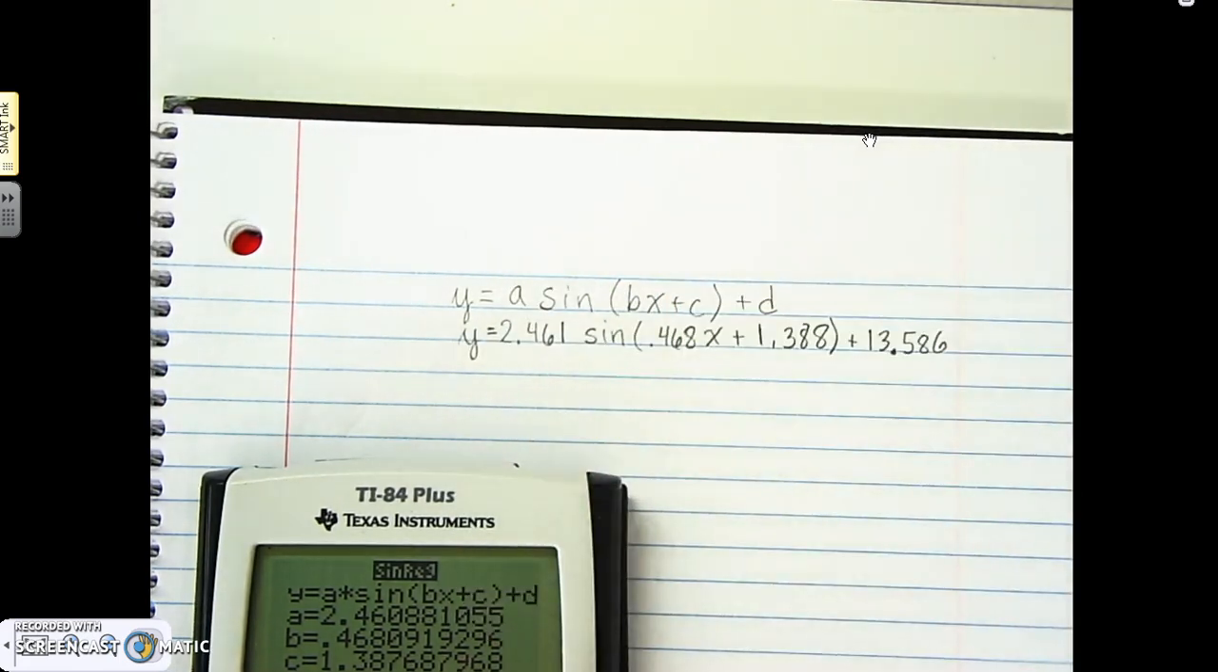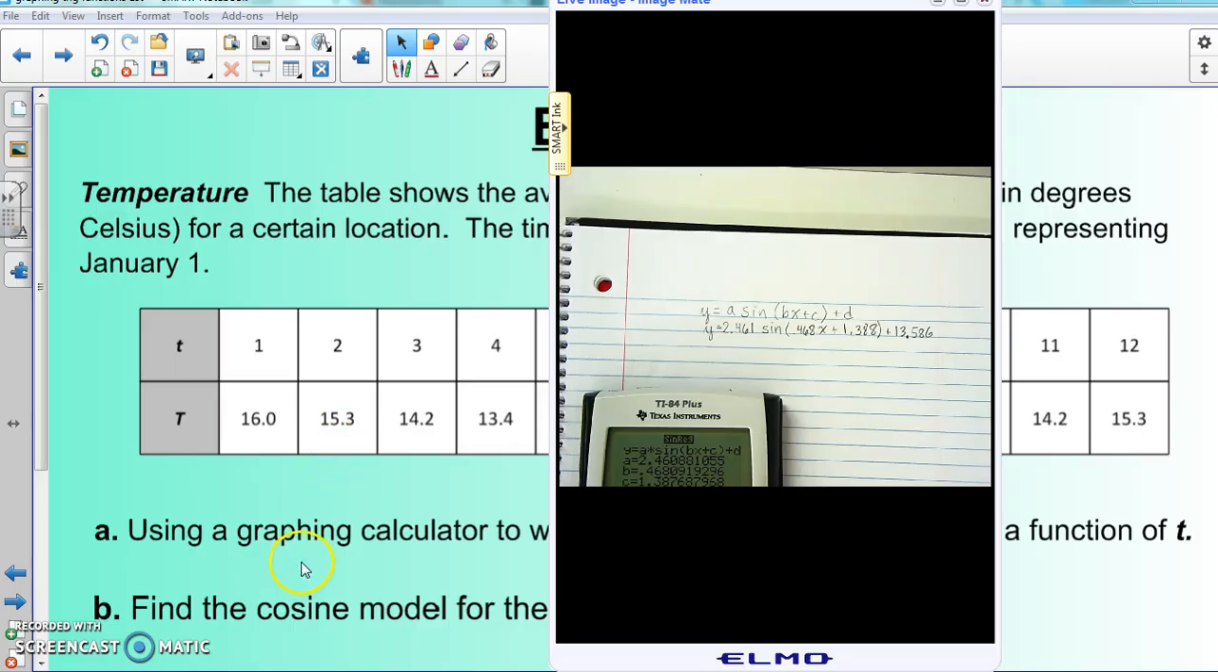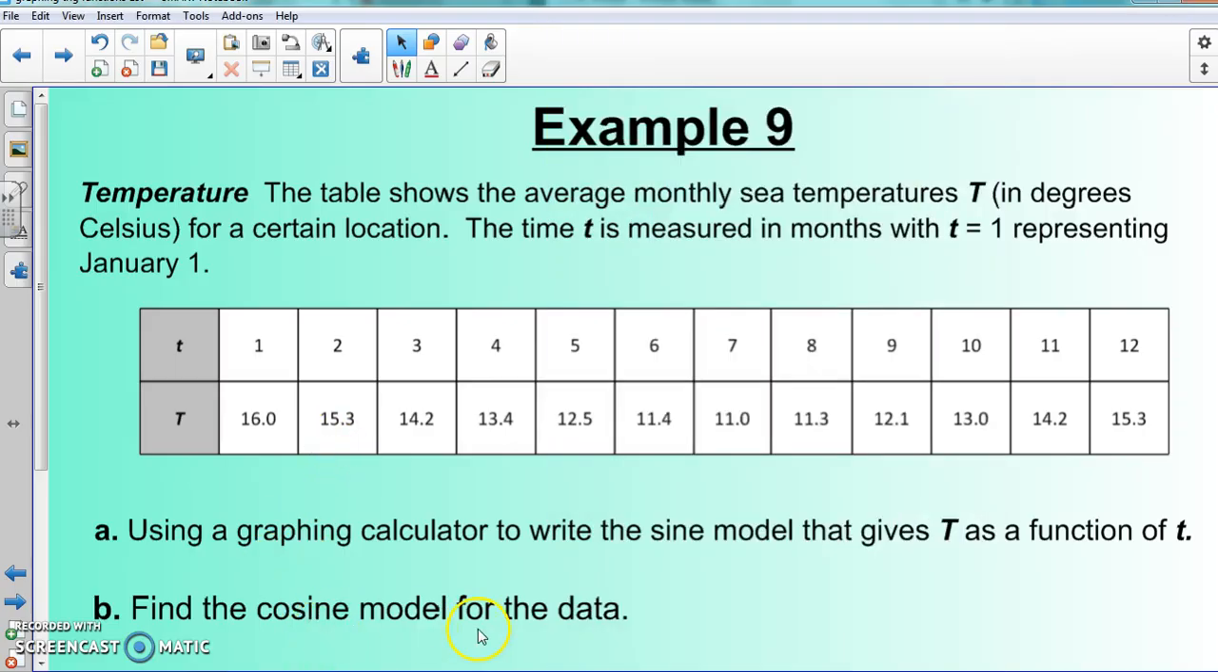So not bad. That's not hard at all. All right, so in the next video, we're going to answer the last part. And that last part is, now find the cosine model for that data. So in the next video, we're going to find that part.